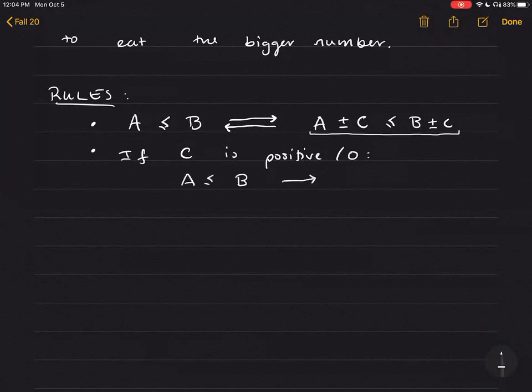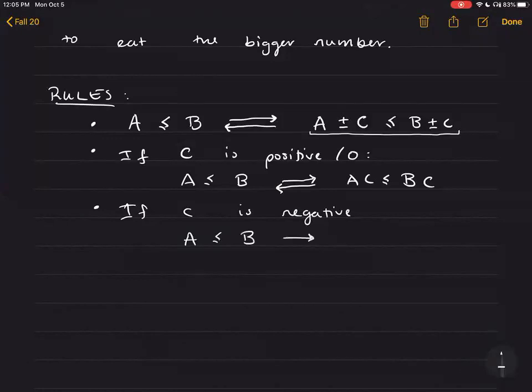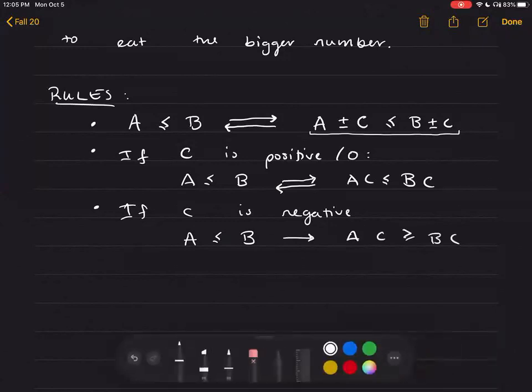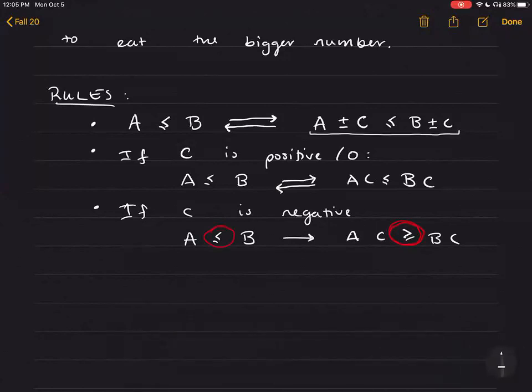All right, now, if C is positive or 0, then we say A less than or equal to B. We can multiply both sides by C. So AC is less than or equal to BC, right? And we could also divide both sides by C to go back the other way, right? And if C is negative, the only change now is that when we multiply both sides by C, be careful, the inequality flips. Okay, so it changes. But then if you divide by a negative number, the same thing, it flips back around again.